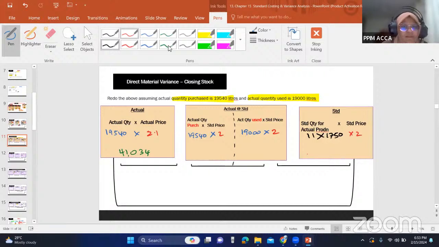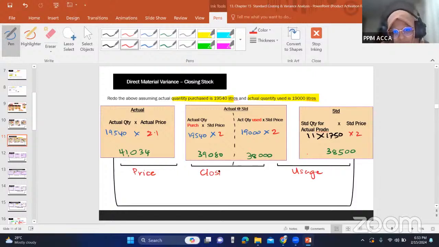19,540 into 2 will be 39,080. 19,000 into 2 will be 38,000. 11 into 1,750 into 2 will be 38,500. Like before, the first one will be the price variance. The last one will be the usage variance. What we get in the middle, that is the closing stock. Remember, closing stock is not a variance. It's just a valuation. The variances are price and usage only.